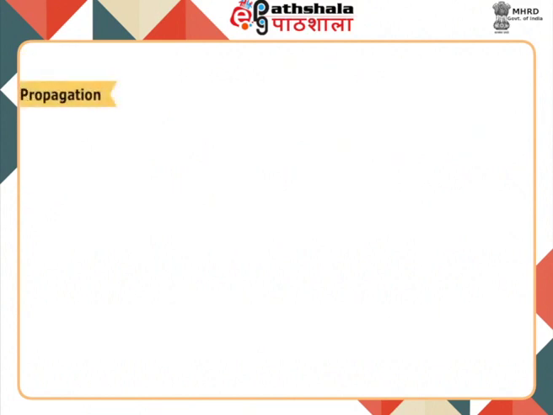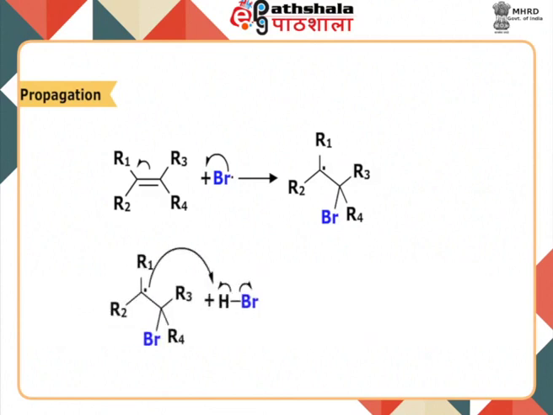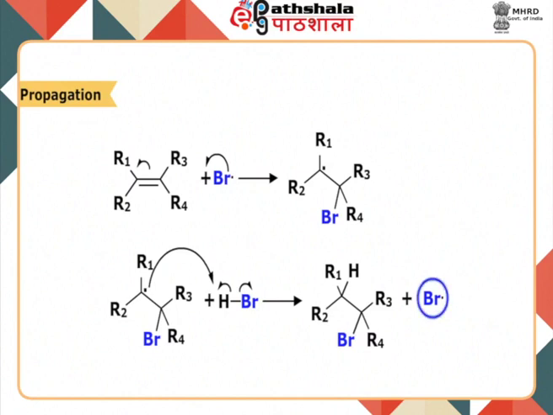The next step is propagation, where more free radicals are formed from free radicals. The bromine radical is electron deficient and adds to the double bond, generating a carbon radical. This radical, in turn, abstracts hydrogen from a molecule of HBr, giving the desired product and another bromine radical. This bromine radical attacks more alkenes and thus leads to chain propagation.